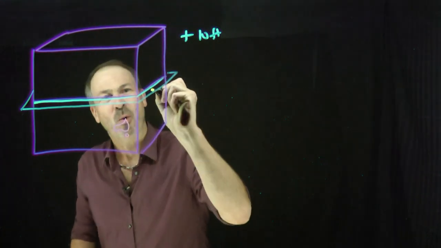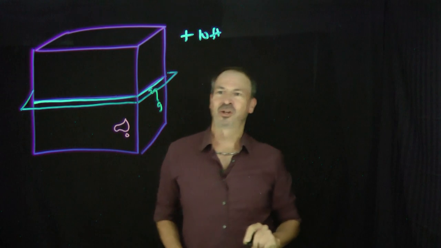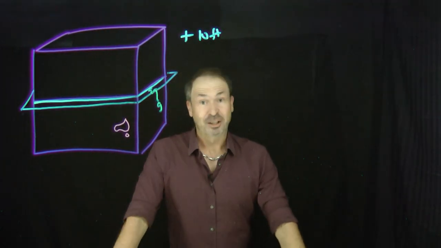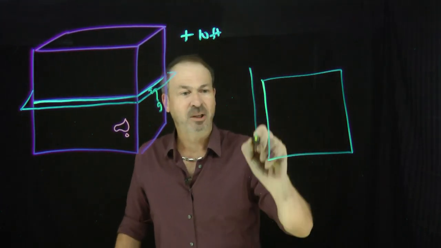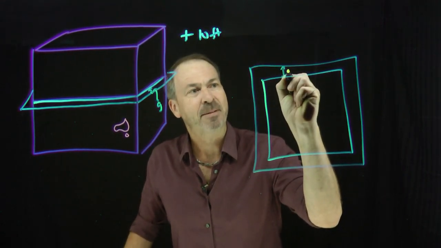Now the question is, what's that gap size? I'll call that gap size G, though my pen's a bit too thick to show G properly. All right, can we work out the gap size there? Well, again, this is really just a two-dimensional problem. I've got a square, an inner square, and an outer square, so two concentric squares. There they are. And I'm wondering about this gap size here.